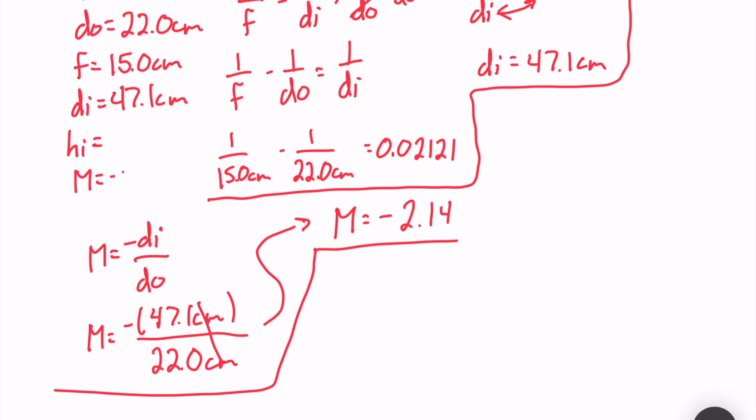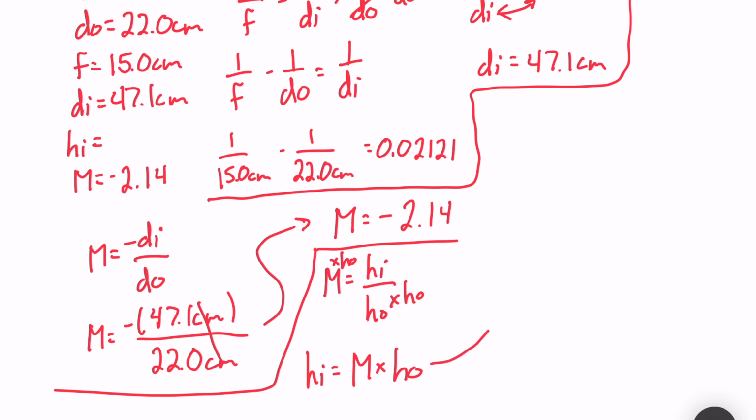So I'm just going to add to our stash of numbers. We can figure out our hi now with our other magnification equation. We have m equals hi over ho. We have to manipulate for hi, so we will multiply our ho up. So we should get hi equals magnification multiplied by ho. Let's work up here now.